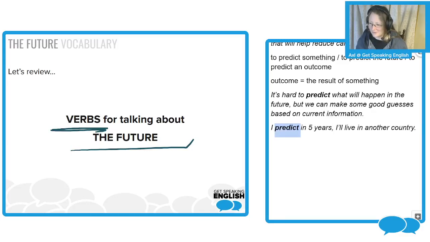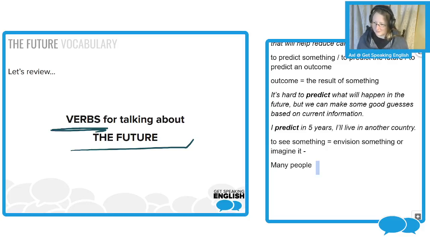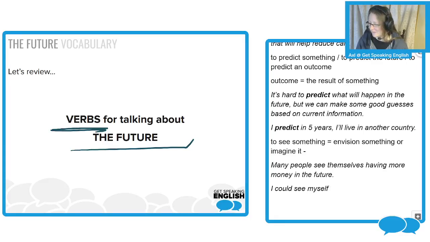We also talk about seeing the future, so if you see something, you maybe envision something or imagine it. So for example, a lot of people see themselves having maybe more money in the future. Or I could see myself working as a teacher for a while. So I could imagine myself, I could envision myself doing this thing for a while. So that would be another thing too.